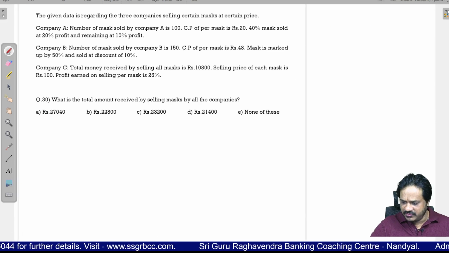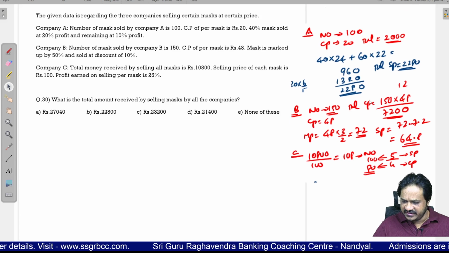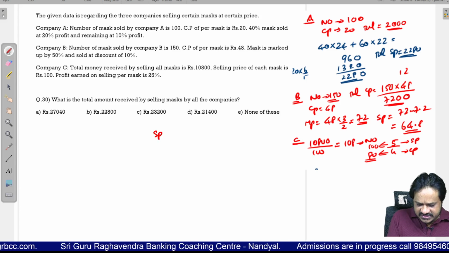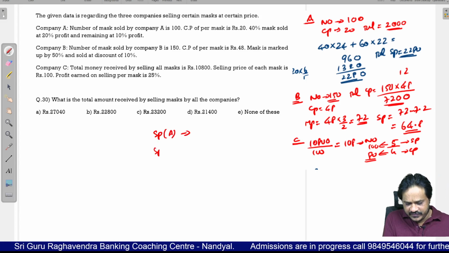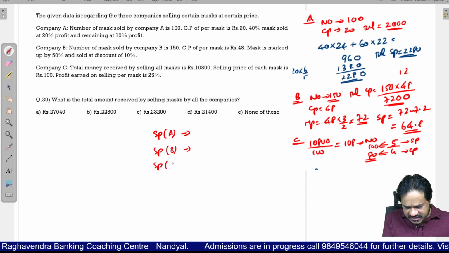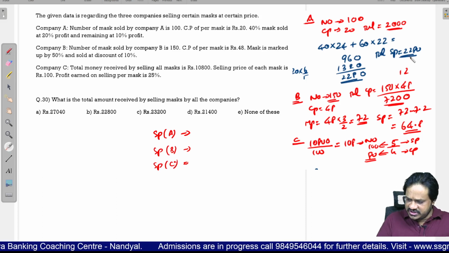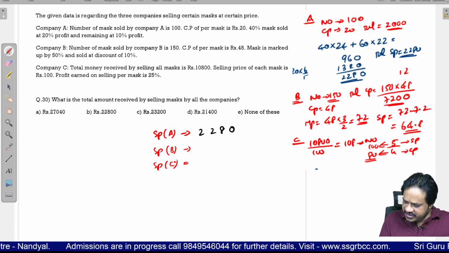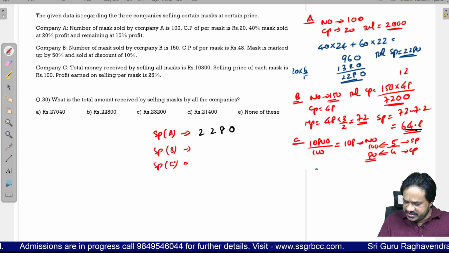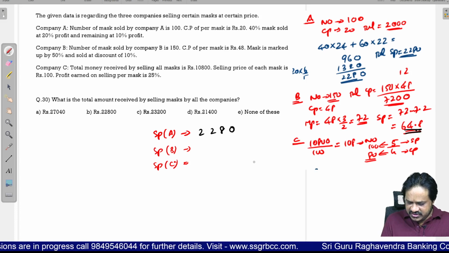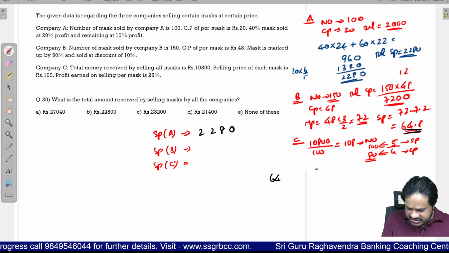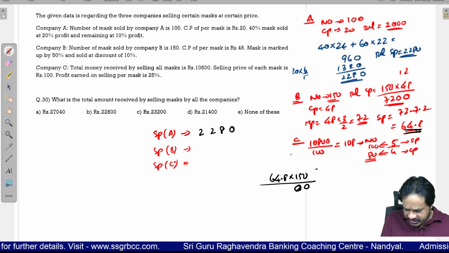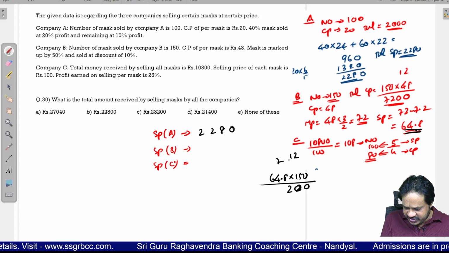What is the total amount received by selling the mask of all companies? So, you have to find total selling price. That means selling price of A, selling price of B and selling price of C. The total selling price of A is 2280. Total selling price of B we have to calculate. It is 64.8 into 150, that you need to calculate.